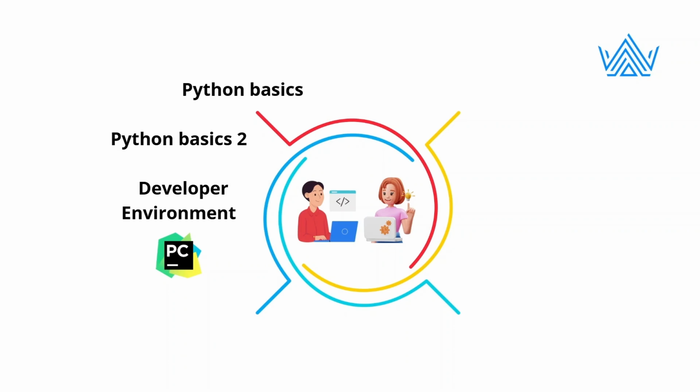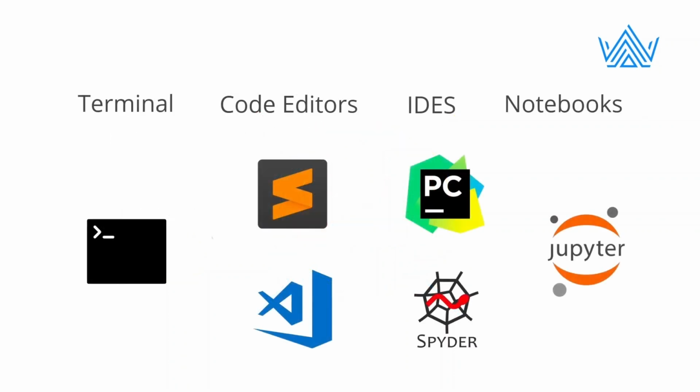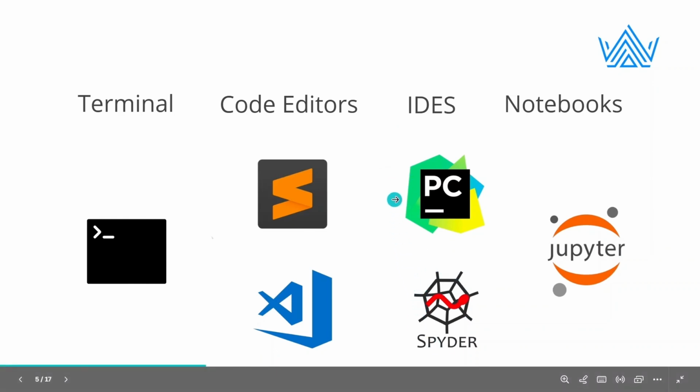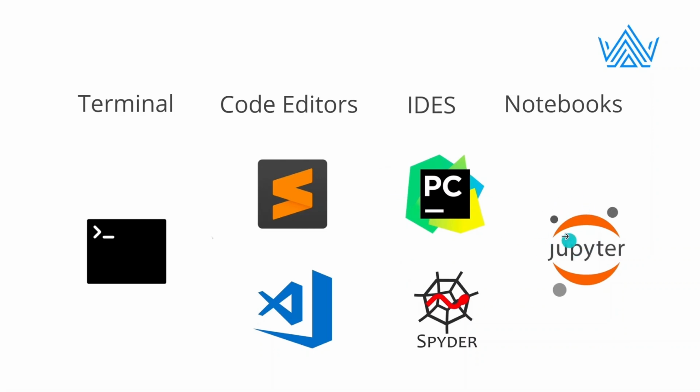We'll go over how to use the terminal and command line, introduce you to powerful code editors like Visual Studio Code and Sublime Text, and also show you PyCharm, one of the most popular IDEs for Python, as well as Spyder. And of course, we'll explore Jupyter Notebook, a tool we'll use later in the course for data science and machine learning projects. So by the end of this section, you'll have a full developer setup ready for any Python project.